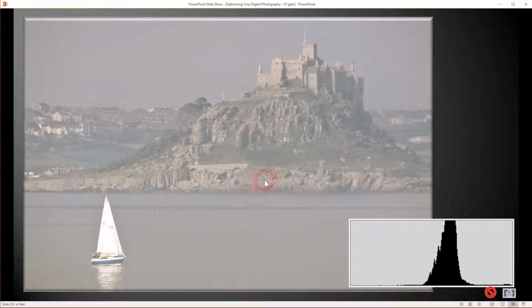Okay, so hopefully from that you can begin to appreciate how to interpret a histogram, and there is no set fixed type of histogram. They all change depending on the subject matter, and it's just a matter of trying to interpret the subject matter to the histogram. Does it all kind of match up, and have you got the exposure right? This is how you can achieve that.